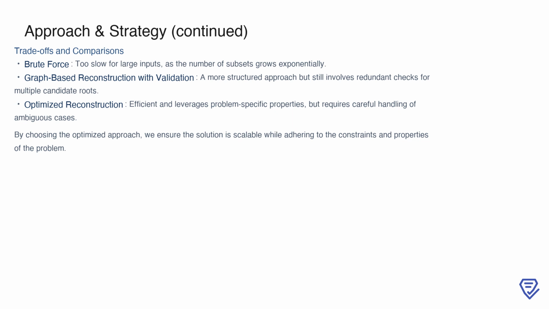The optimized reconstruction approach, on the other hand, is both efficient and tailored to the problem's constraints. By leveraging key properties such as node degrees and the hierarchical structure of the tree, it avoids unnecessary computations and ensures scalability. However, it does require careful handling of ambiguous cases, such as when the root is not unique. Overall, the optimized approach provides the best balance of efficiency and correctness, making it the most practical choice for solving this problem within the given constraints.